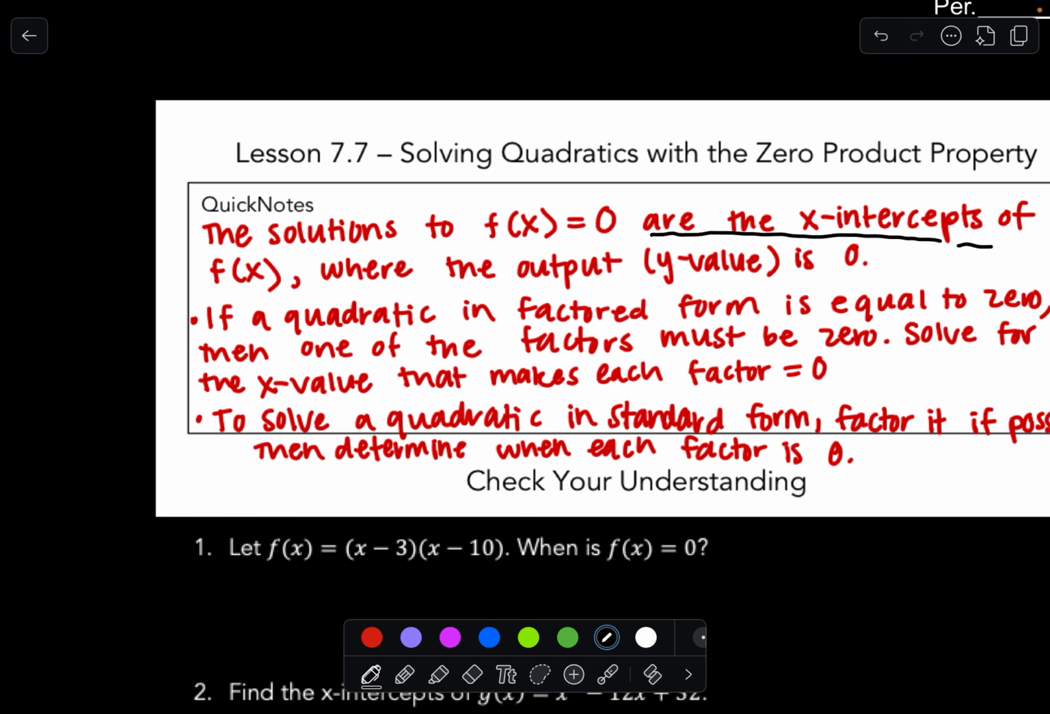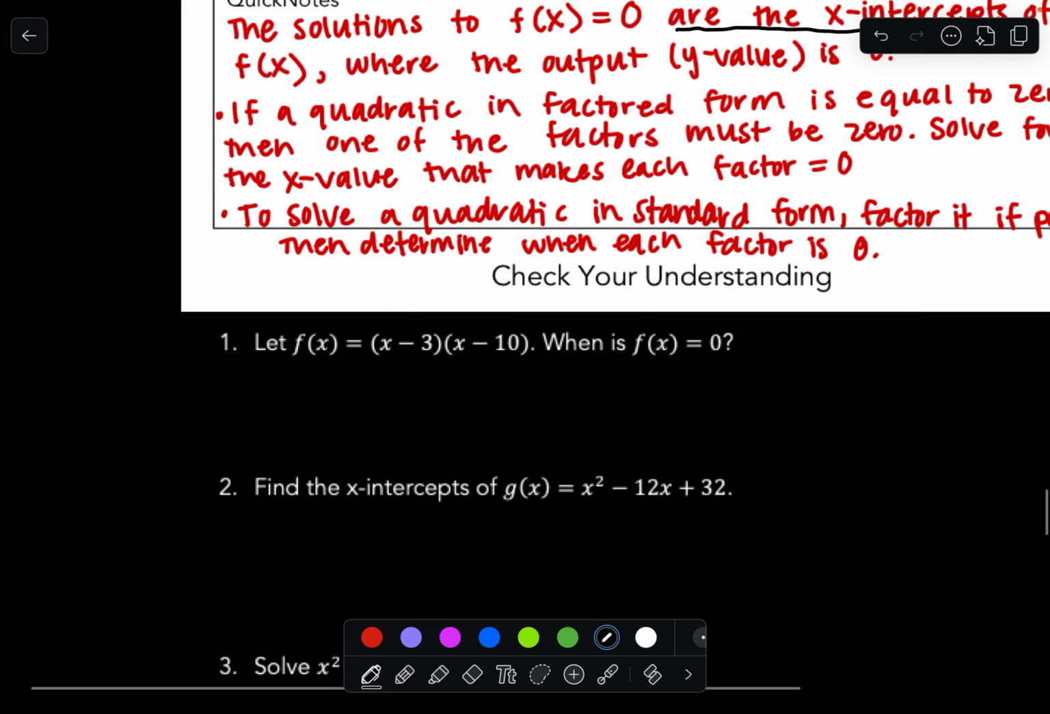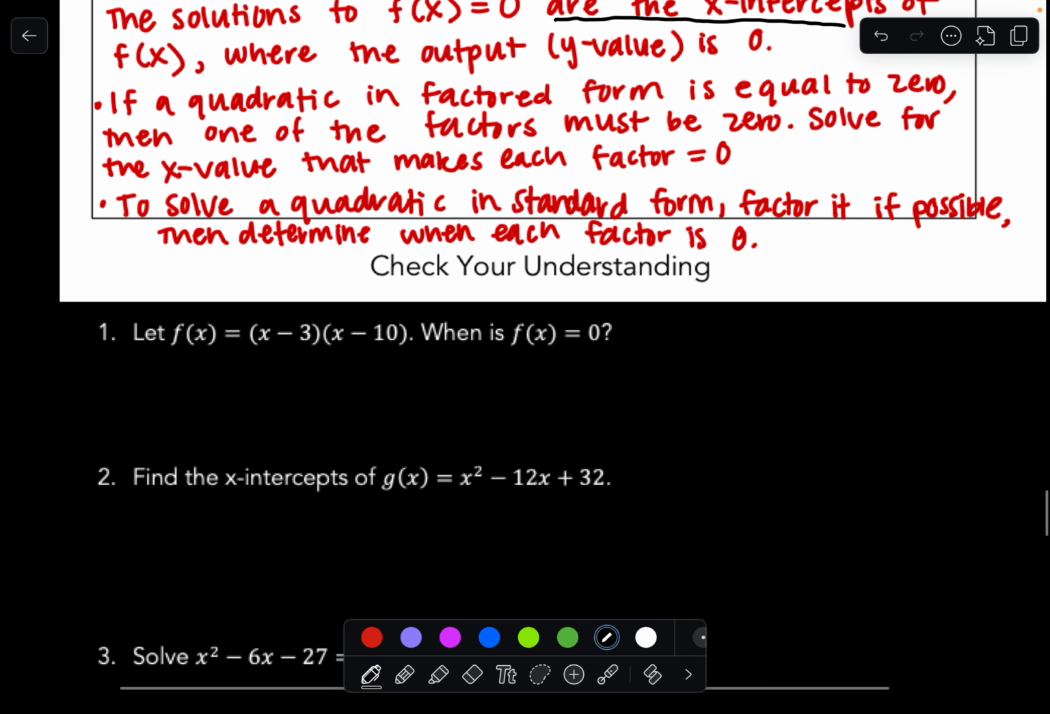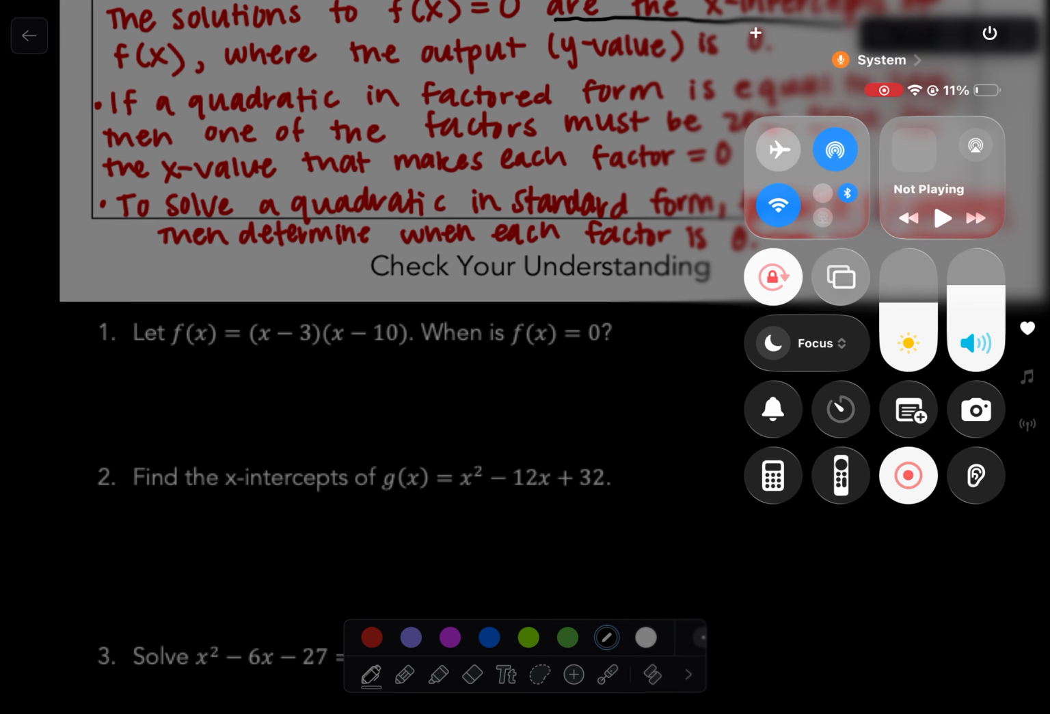If a quadratic in factored form is equal to 0, then one of the factors must be 0. Solve for the x value that makes each factor equal to 0. And lastly, to solve a quadratic in standard form, factor it if possible, then determine when each factor is equal to 0. All right, there you go. I hope that was good, and I'll come back with the CYU.